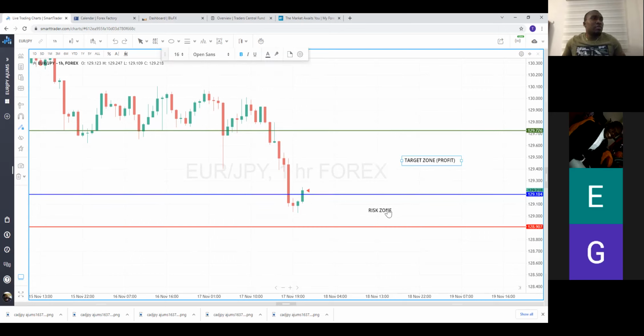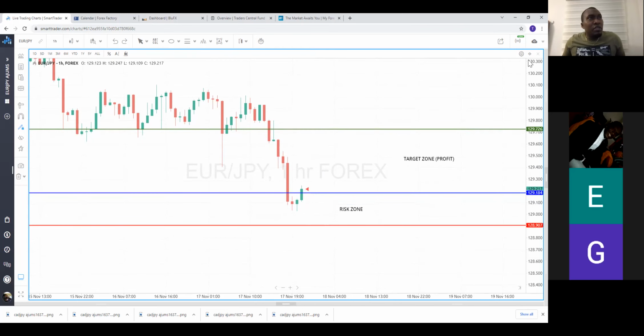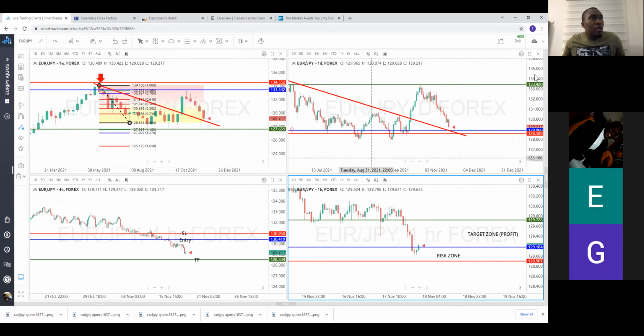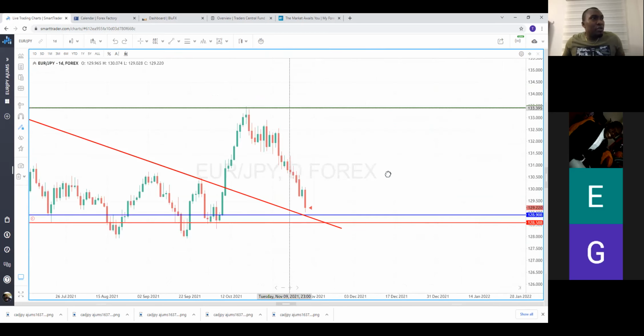So this is my profit target zone. This is my risk zone. If market moves from this point and touches this green line, I make 54 pips. If market moves from this point and touches this red line, I lose 28 pips. But mind you, 28 pips is not what will be on the one I posted to you.